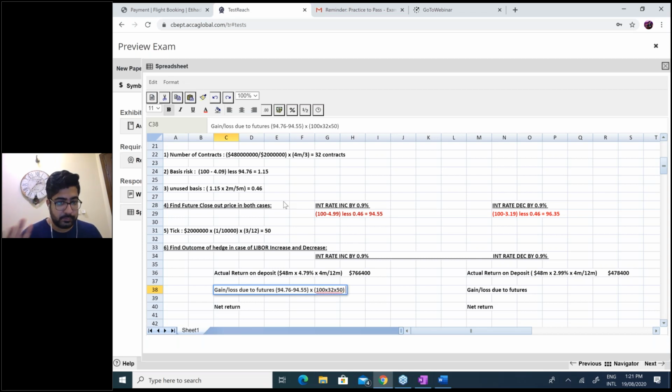I get the answer. See the formula: difference in futures contract price. The futures contract price was 94.76. We took the March future. Remember, we wrote right at the start that March future is 94.76. And the futures closeout price in the increased case, calculated in step 4, is 94.55, into spot 100, into contracts 32, into ticks 50. This makes it 33,600.